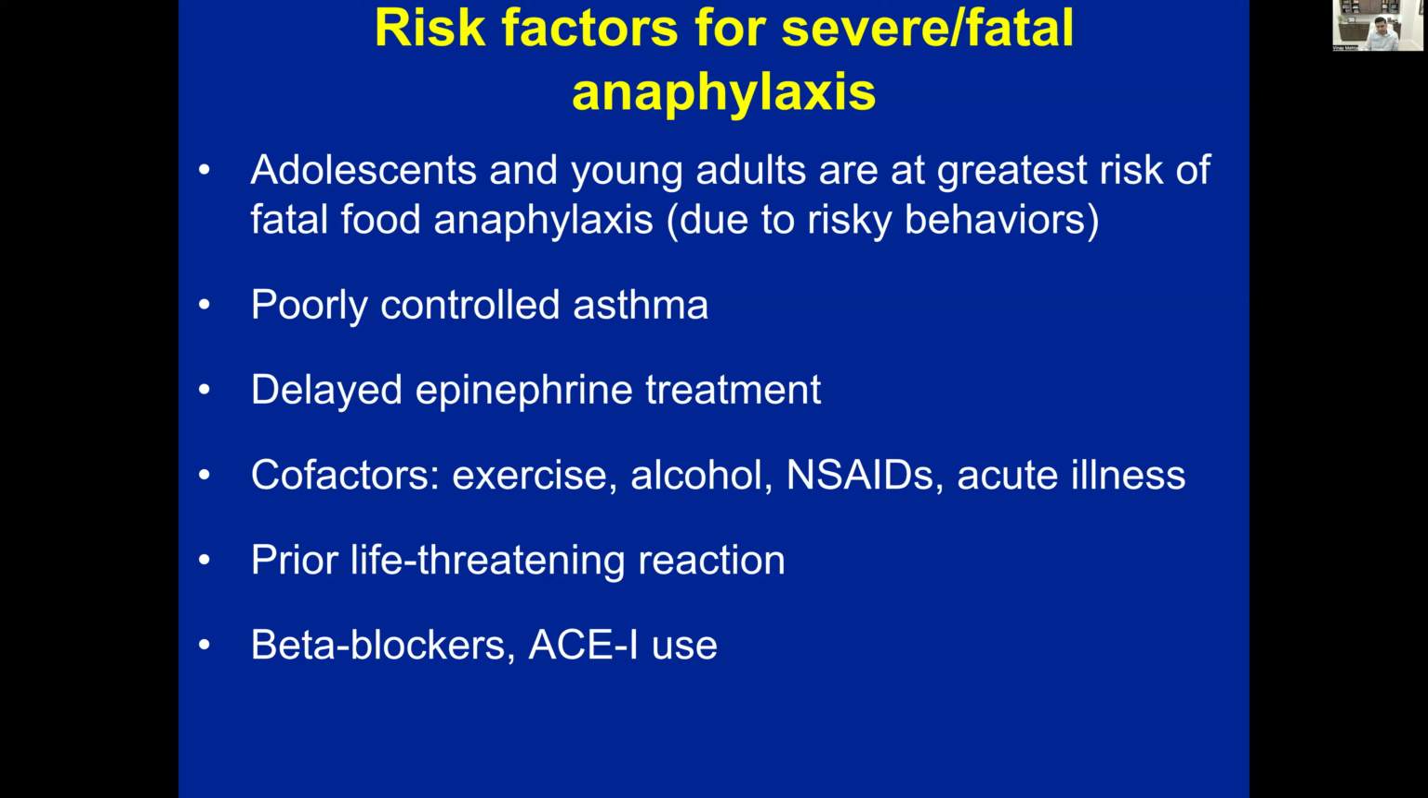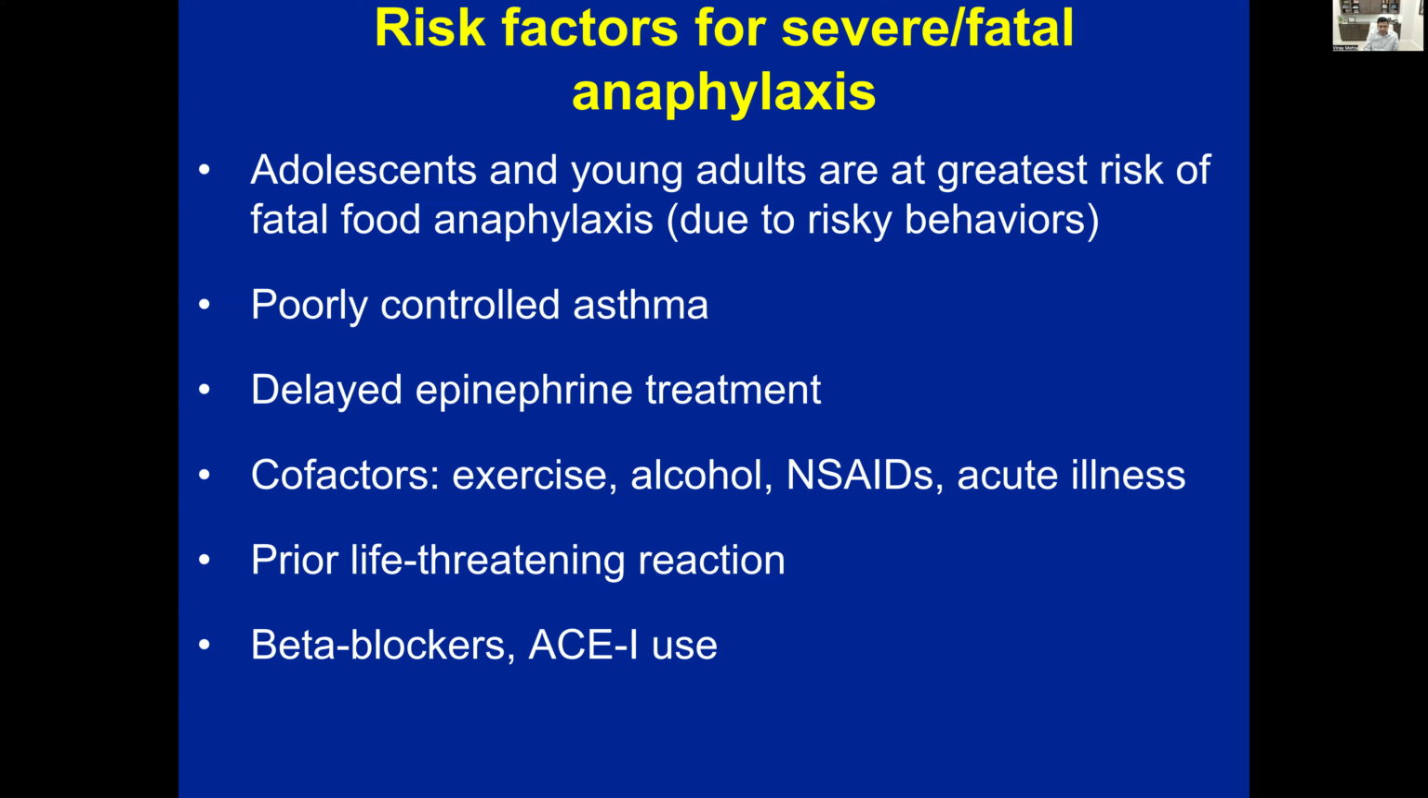Well, what's the current evidence? Well, it does work. So first of all, none of these therapies are curative. Neither omalizumab nor OIT is curative, in the sense that unlike allergy immunotherapy, where you give treatment for 3 to 5 years and you stop, there is very little sustained unresponsiveness. It means that when you stop the food, generally you lose your protection.